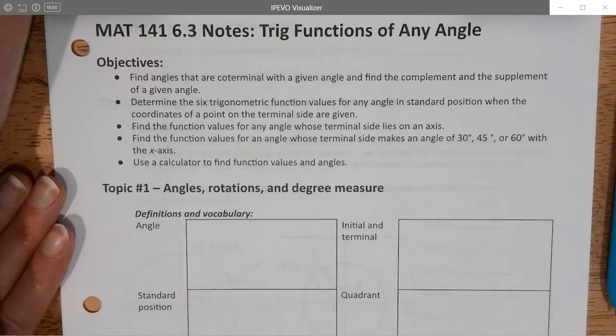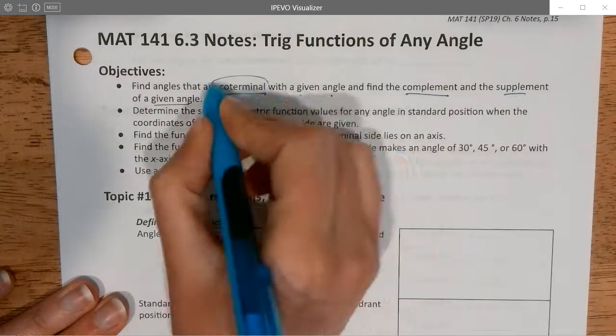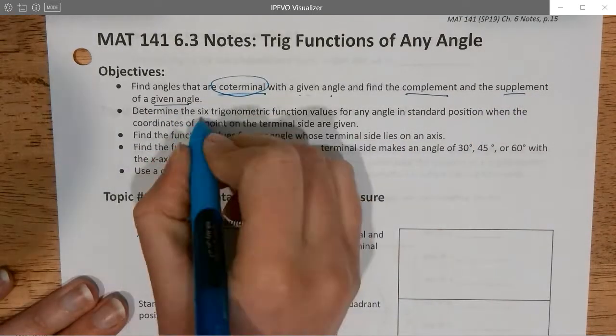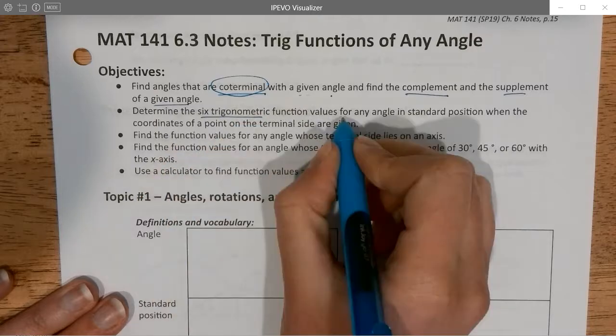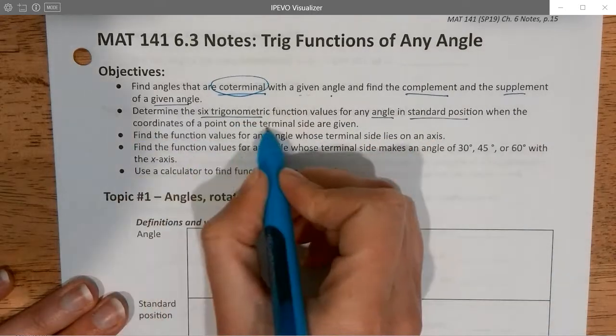Section 6.3 is about trig functions of any angle. Let's check out our objectives. First, we're going to find angles that are coterminal with a given angle, and then find the complement and supplement of a given angle. So coterminal is going to be new for us. Then we're going to determine the 6 trigonometric function values for any angle in standard position when the coordinates of a point on the terminal side are known.